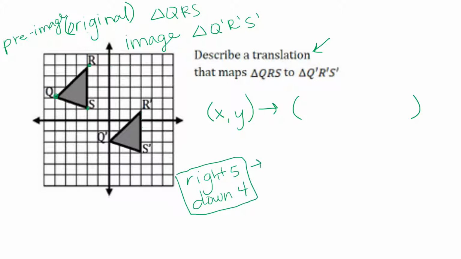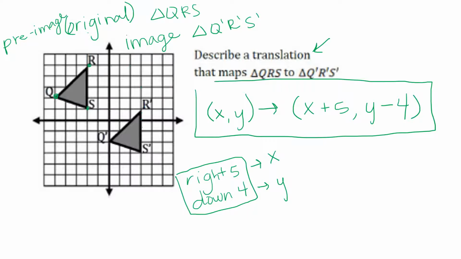So the rights, again, when I'm moving horizontally, this would coincide with my x's. And the down, the vertical movement, is with my y. So if I'm going to the right 5, it should be x plus 5. And if I'm going down 4, it should be y minus 4. So the rule or the translation of the triangles drawn, QRS and Q prime, R prime, S prime, would be x plus 5, y minus 4.